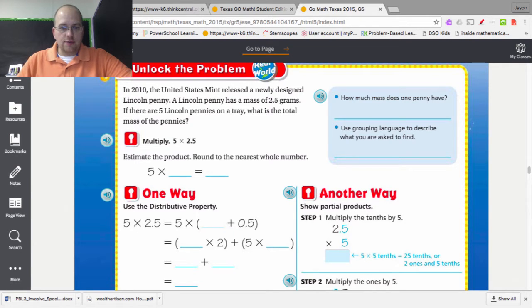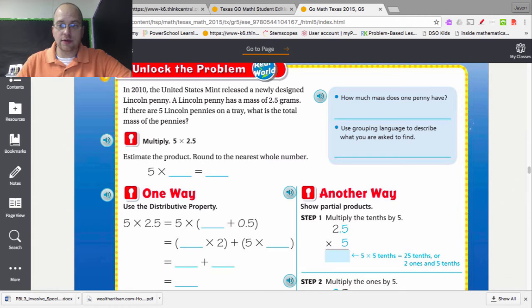So the first thing we want to do is read this problem here, which is multiply 5 times 2 and 5/10. And really, before we even multiply the problem, let's read the problem. In 2010, the United States Mint released a newly designed Lincoln penny. A Lincoln penny has a mass of 2.5 grams. If there are 5 Lincoln pennies on a tray, what is the total mass of the pennies?